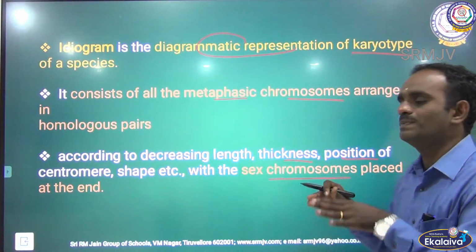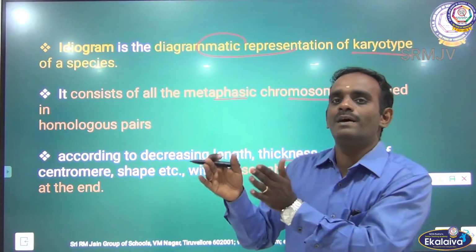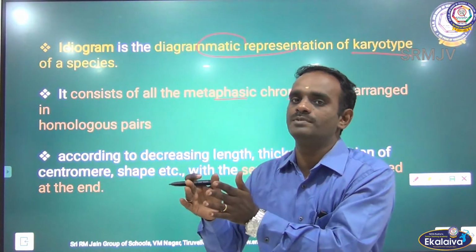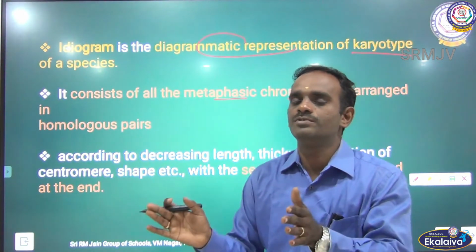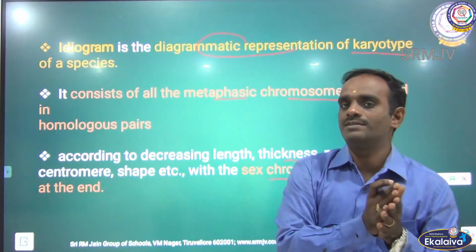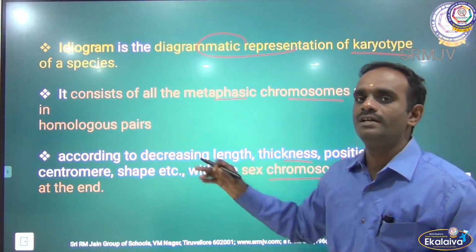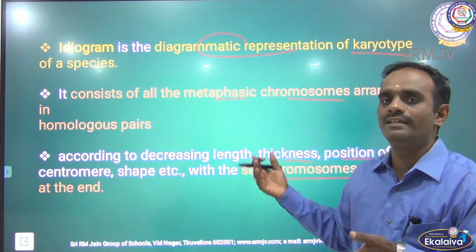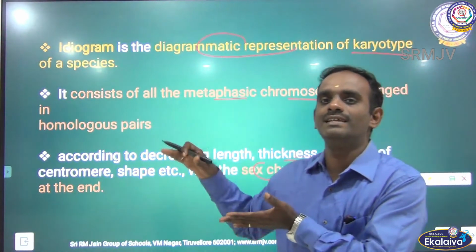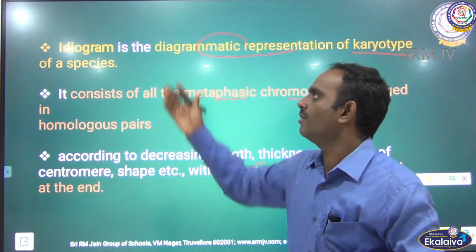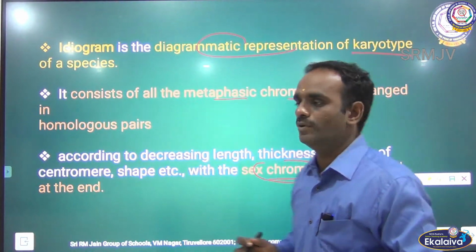with the sex chromosomes placed at the end. So of the 23 pairs of chromosomes, the last pair, the sex chromosomes, is placed at the end. The remaining chromosomes occupy the top places, arranged according to their descending length, thickness, position of centromere, shape of the chromosomes, etc. Finally the sex chromosomes of the individual are placed at the end. So the diagrammatic representation of karyotype is called the ideogram.